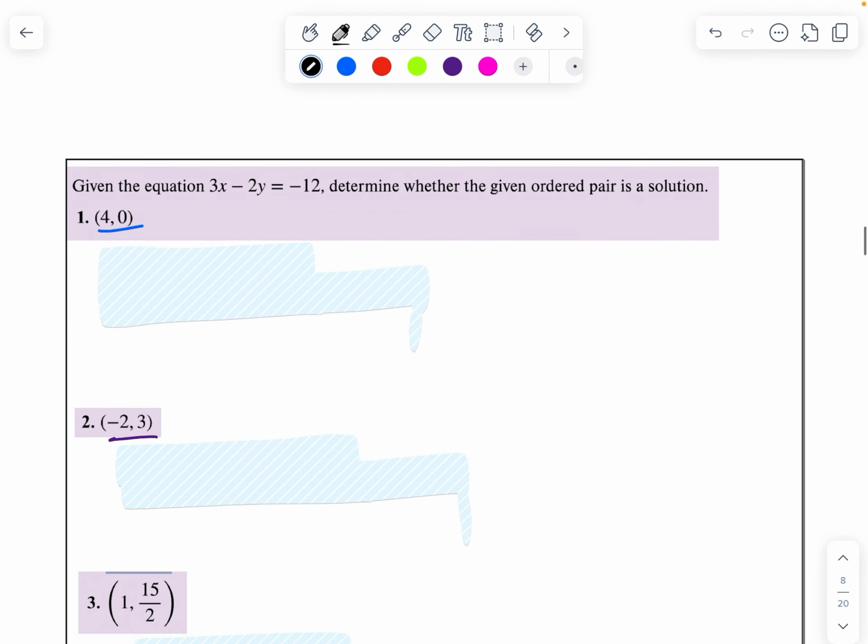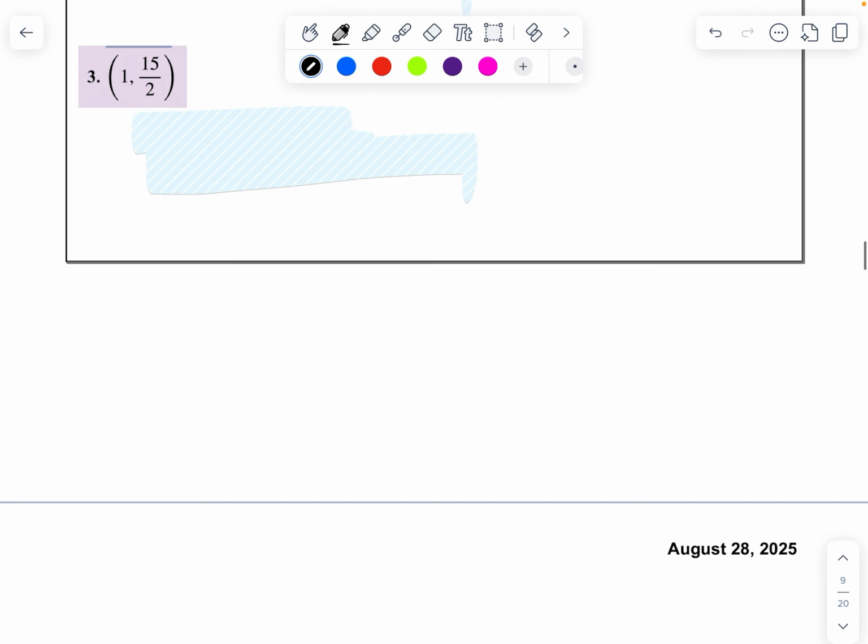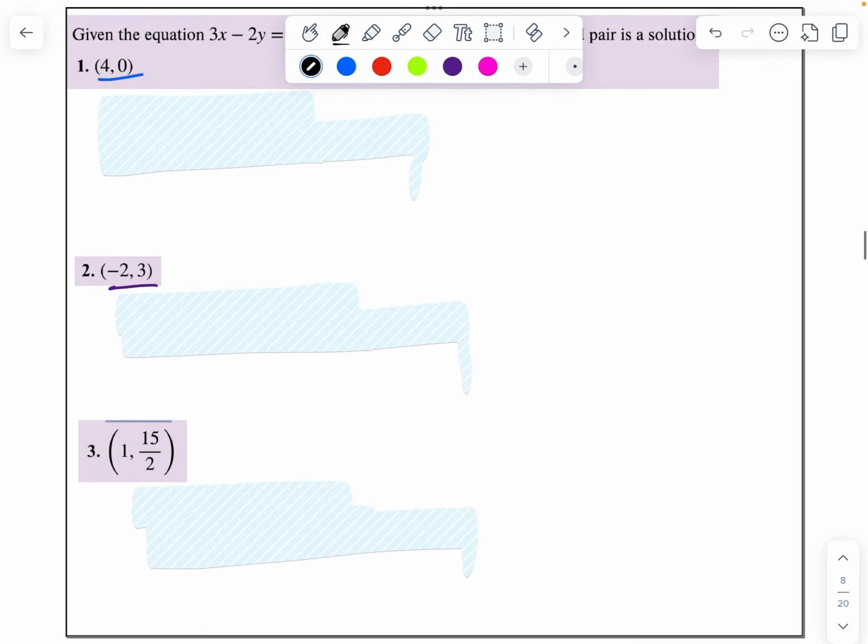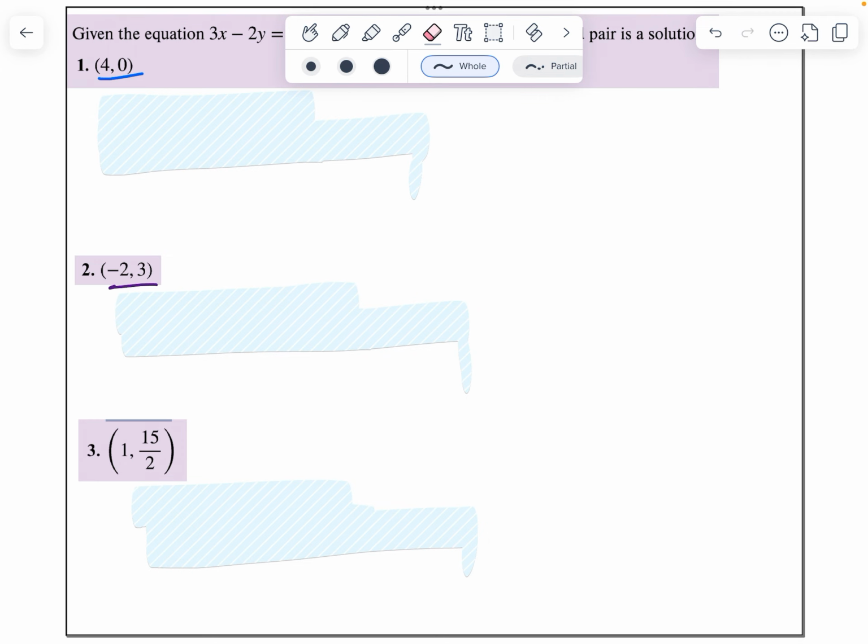All right, take a second and check these, see if they're solutions. I'm going to give you just a couple minutes to work. In 3 seconds, I'm going to erase my little lines here, so pause the video if you need to.